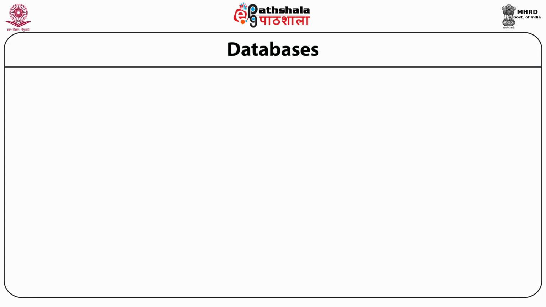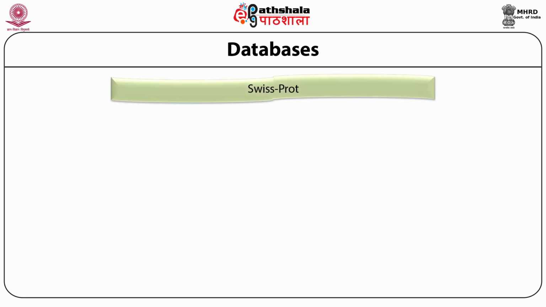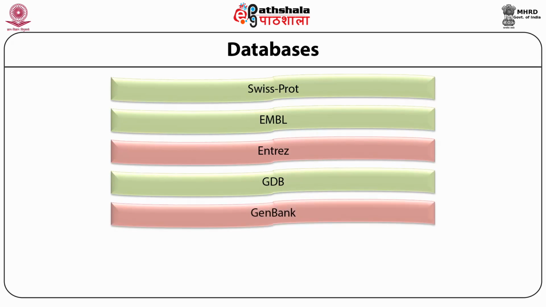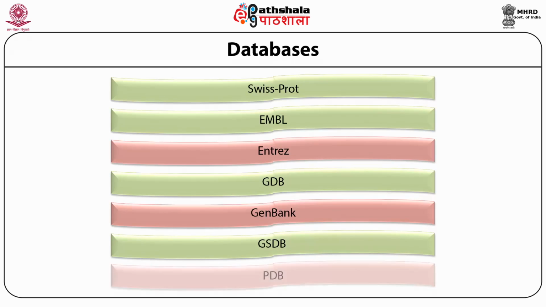We discuss the different types of databases which are used as tools in bioinformatics. These databases are SwissProt, which has information about protein sequences, EMBL, which has information about gene sequences, then INTRACE, a collection of tools, then GDB, which contains the genome database, GenBank having information about gene sequences, GSDB, and the PDB, which contains information about protein structure.